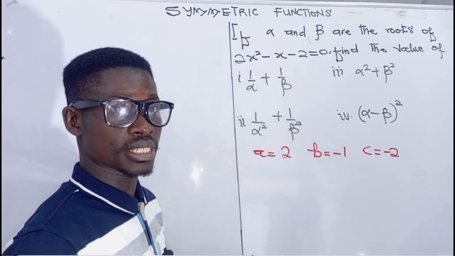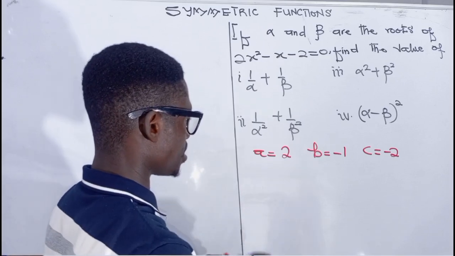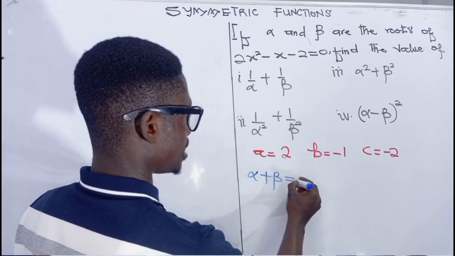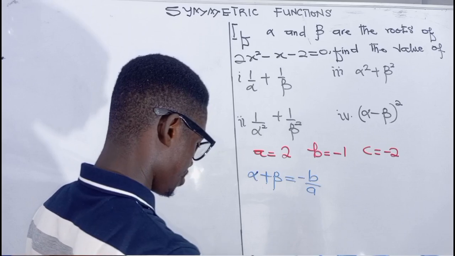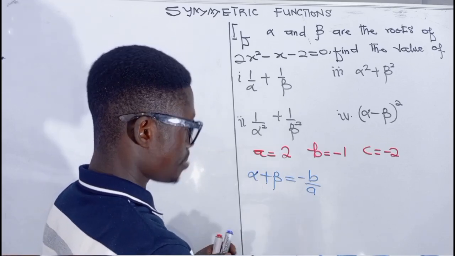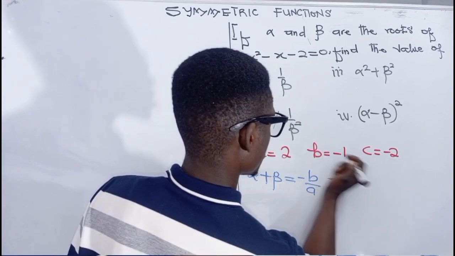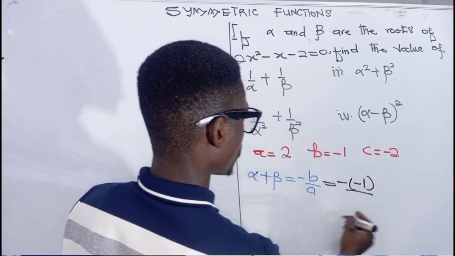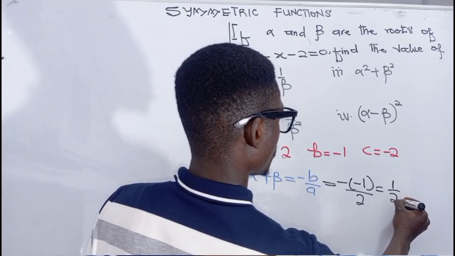So once we are done with this, we find the sum of the roots. And we know that the sum of the roots is giving us alpha plus beta. And this is the same as minus b all over a. So from this, our b is minus 1. So we have minus of minus 1 all over a, which is 2. And this is going to give us 1 all over 2.